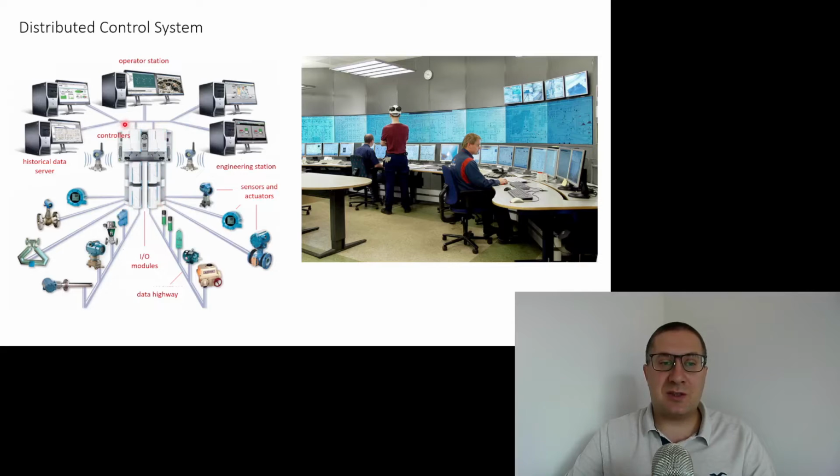The decisions calculated in those controllers, based on the sensor values, are sent to the actuators, right? So if the pressure is too low, we will close the valve. If the pressure is too high, the algorithm that operates in the controller memory will calculate that we should open the valve.